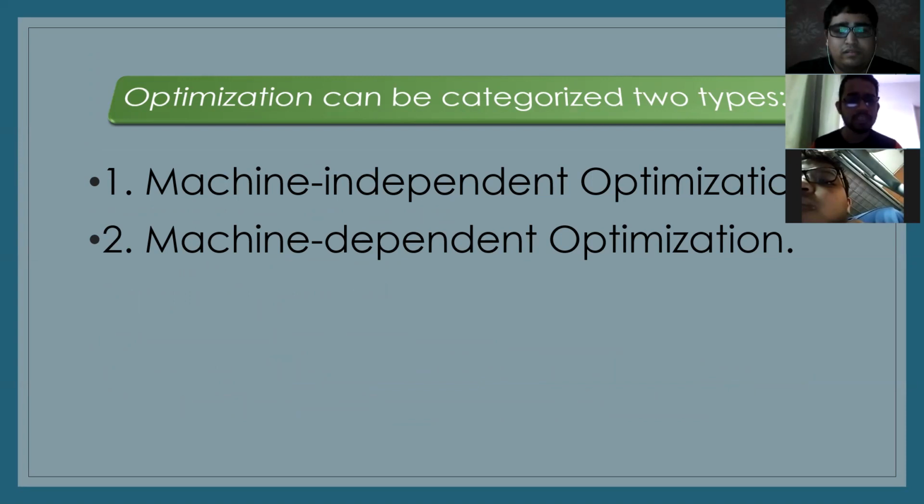First one is machine independent. What is machine independent? The compiler takes the code and does not involve any CPU register or any absolute memory locations. The next type is machine dependent. So what is machine dependent? Machine dependent optimization is done after the target code has been generated and when the code is transformed according to the target machine architecture.